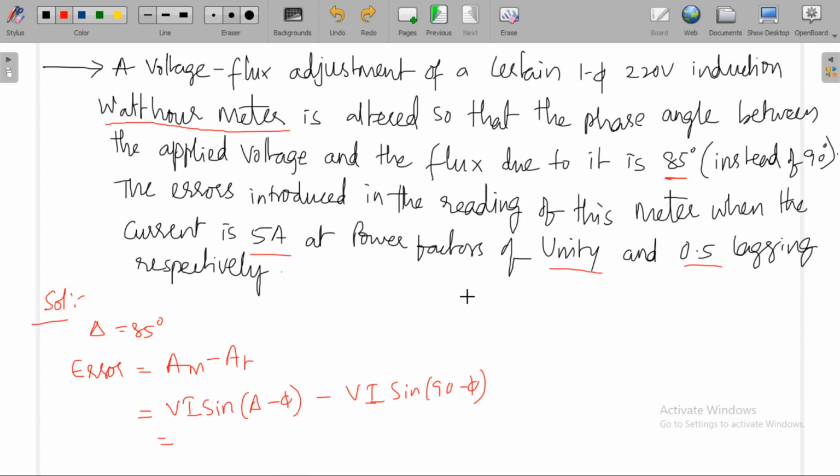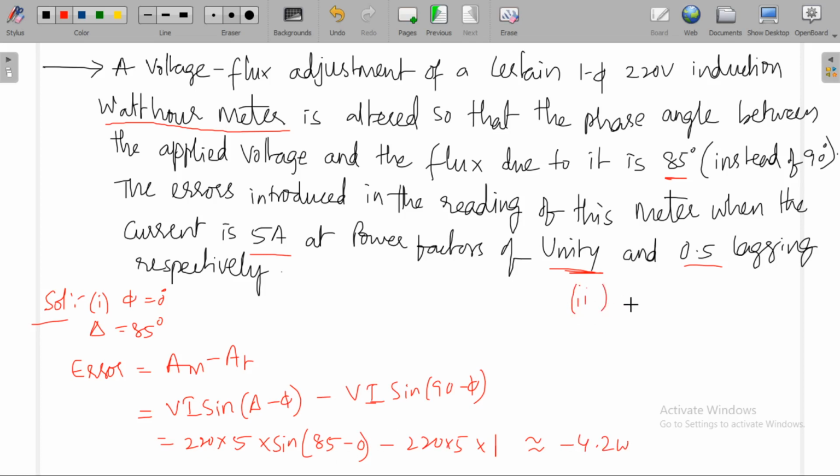What is V? Here 220 volts. So 220 into 5 into sine of 85 minus phi. Case 1 is for unity power factor, which means phi is equal to 0 degrees and cos phi is equal to 1. So 220 into 5 into sine of 85 minus 0, minus 220 into 5 into cos phi, which is 1, is approximately equal to minus 4.2 watts.